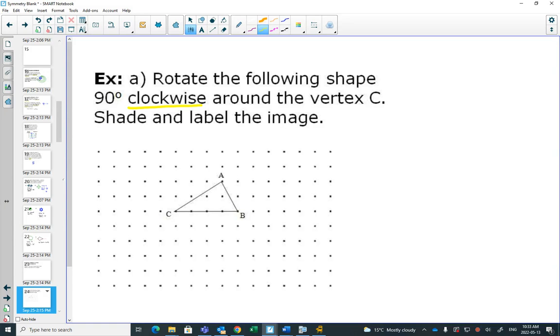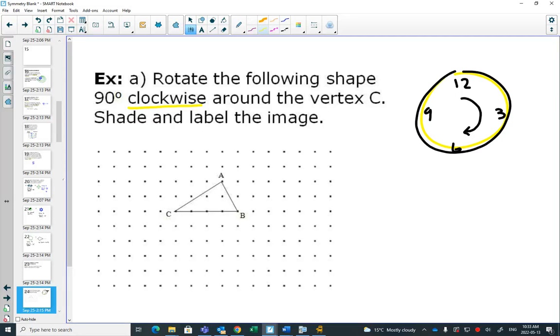Do you know what clockwise means? Okay, so think about a clock. Here's a clock. Here's 12, 3, 6, 9. Which way does time go on a clock? Like that. So that is clockwise. And anytime you go the other direction, we call it counterclockwise.